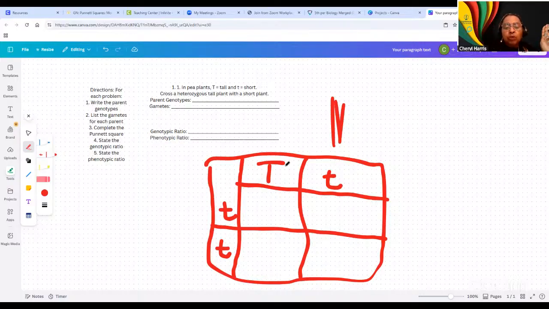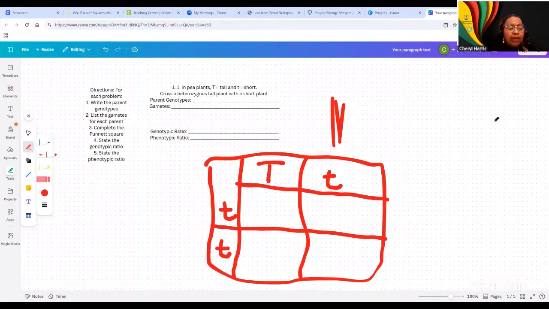If you have one tall and one short, tall is going to show up. Show up means the phenotype. What we've written is the genotype. The genotype is big T, little t, and short t, or little t, little t.